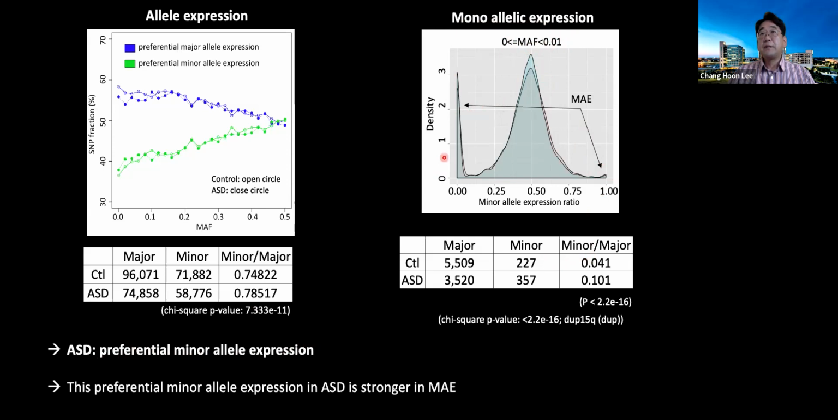This is the monoallelic expression, and it shows a very high monoallelic expression in ASD. This is a big problem in ASD because minor allele monoallelic expression is generally very deleterious. So it's not predictable or expected, and that's why it might cause some disease effect in ASD.